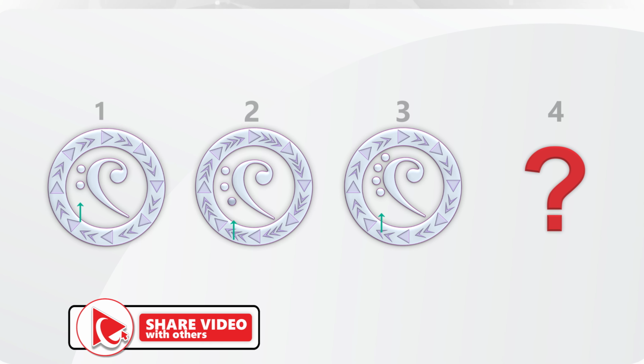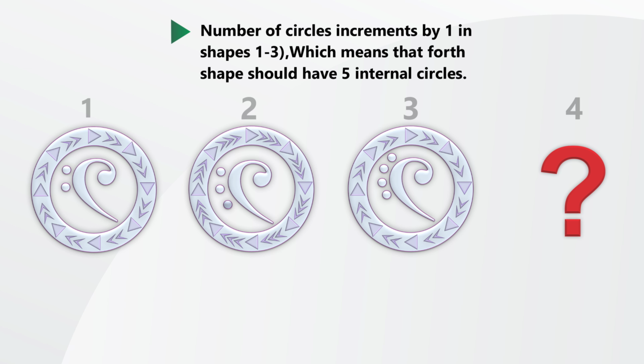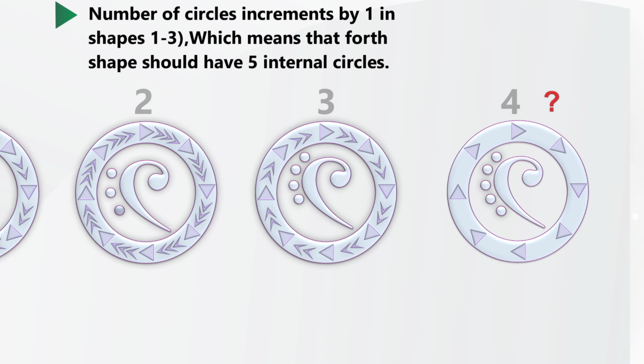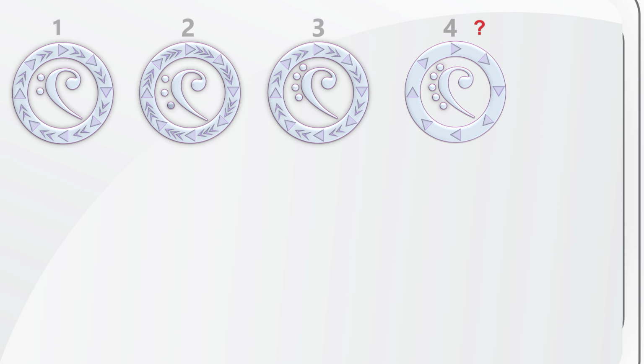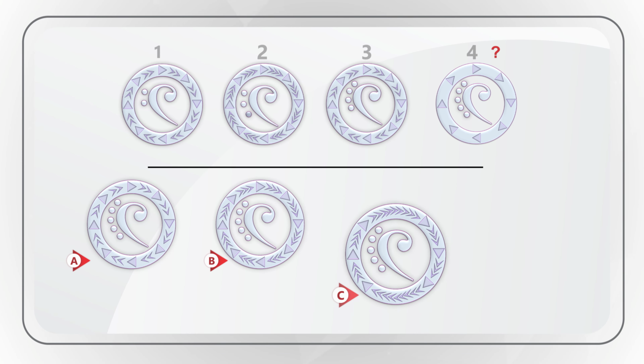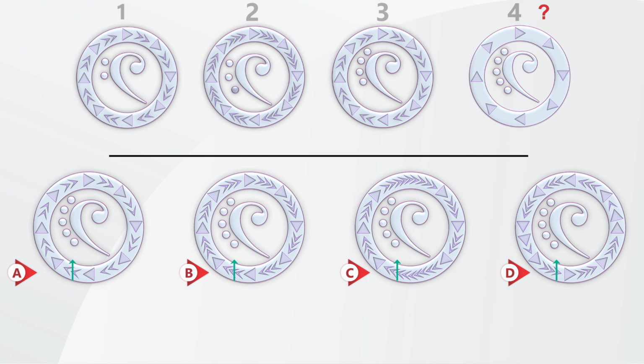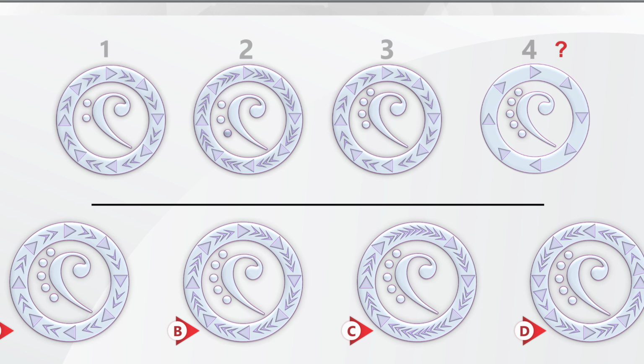Number of circles increments by 1 in items 1 through 3. For example, item 1 has 2 circles, item 2 has 3 circles, and then item 3 has 4 circles, which means that item 4 should have 5 circles. Well, guess what? I was so excited to select the final answer just based on this finding, but then I noticed that all choices A, B, C, and D all have 5 small circles inside, which leads us to the conclusion that the number of checks between triangles defines the final answer.